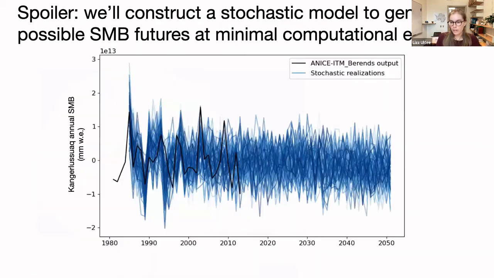So a spoiler of what I intend to present to you, you'll see this later on. We here will construct a stochastic model to generate possible surface mass balance futures at minimal computational expense. So here's an example of catchment surface mass balance in Kangerlussuaq catchment, Greenland, where we have a single process model in black and 100 or maybe even 1,000 stochastic realizations in blue, going out to 2050. And this generation from the endpoint of the process model in 2012 to 2050, all of these together take a few seconds on a laptop to generate. So this is the kind of computational input that we are after.